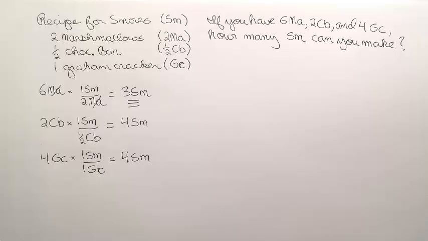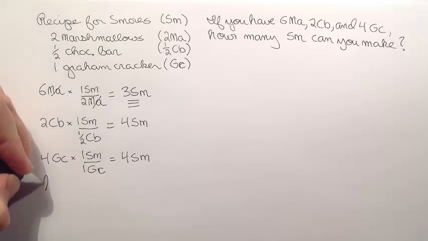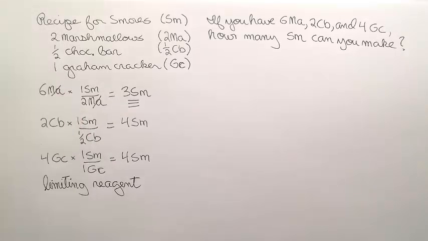Let me introduce some chemical ideas. Since we will use up all the marshmallows, but not the chocolate bars and graham crackers, we refer to the marshmallows as the limiting ingredient, or limiting reagent, since the number of marshmallows places a limit on the number of s'mores that we can make.